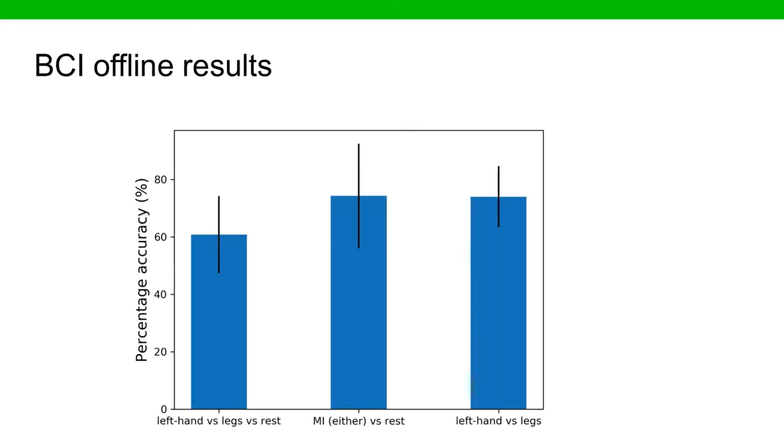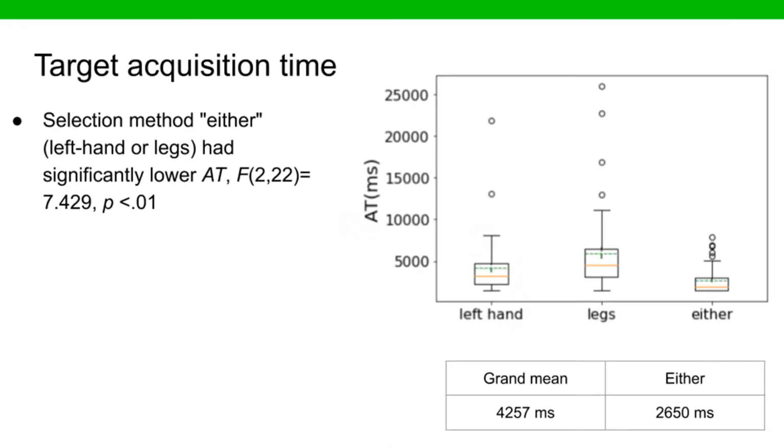The figure shows the offline evaluation accuracy of the BCI system. The 3-class classification, the left column, had the lowest accuracy, 60.8%. The binary classification of MI versus rest, the middle column, and the left hand versus legs, right column, were similar in accuracy, around 74%.